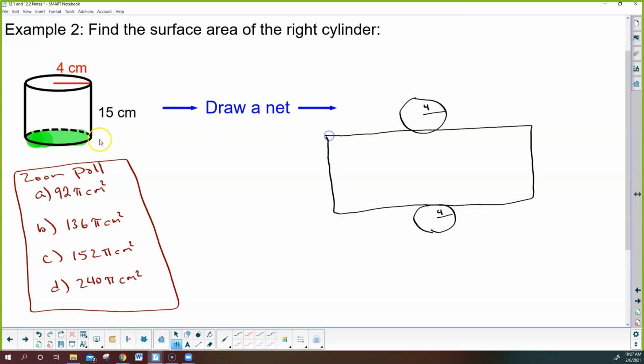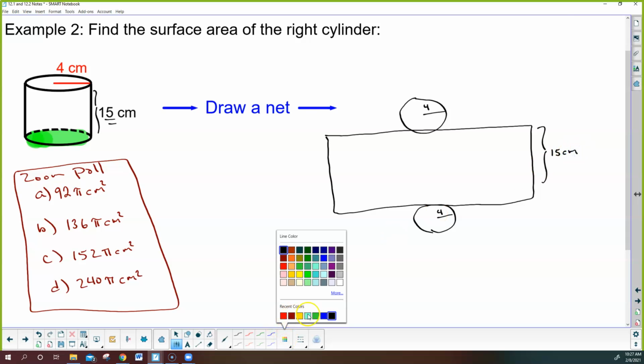If you're like me, when I was a kid, I used to peel the labels off of all the cans, flatten it out, and what would it create? It would create a rectangle. Now we know that the height of this is 15. And here's the challenge. I have to find the area of this rectangle.